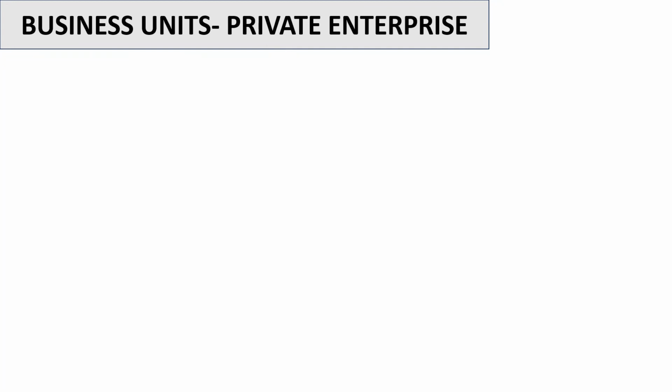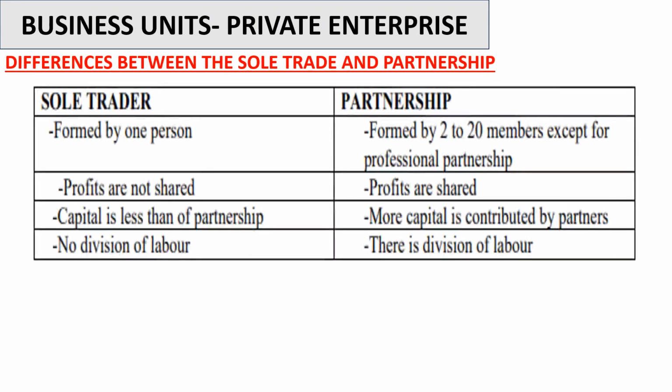Now we look at the differences between sole trade and partnership. We're going to use this table to analyze them. The first one is sole trade is formed by one person, while partnership is formed by 2 to 20 members, except for professional partnership. Also, in sole trade, profits are not shared, while in partnership, profits are shared.